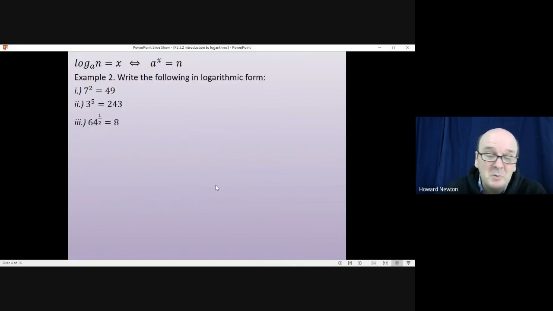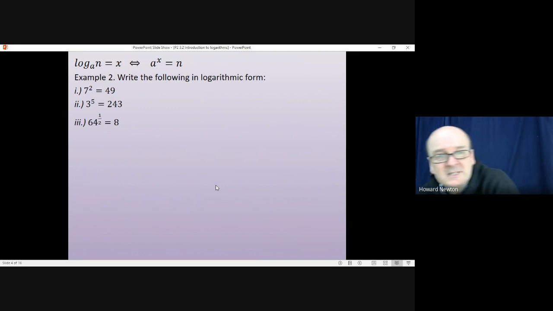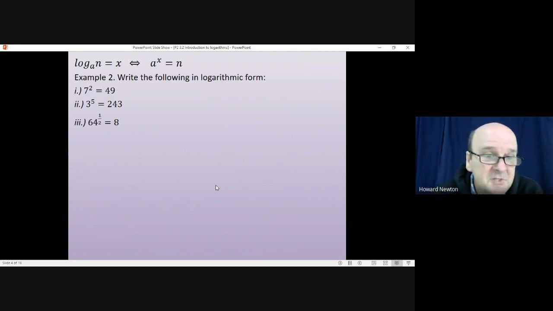Okay, example 2. 3 more questions exactly like the one we just did. So in each case, take the exponential statement and try and write it in logarithmic form. Pause the video, have a go, come back to me when you're ready.